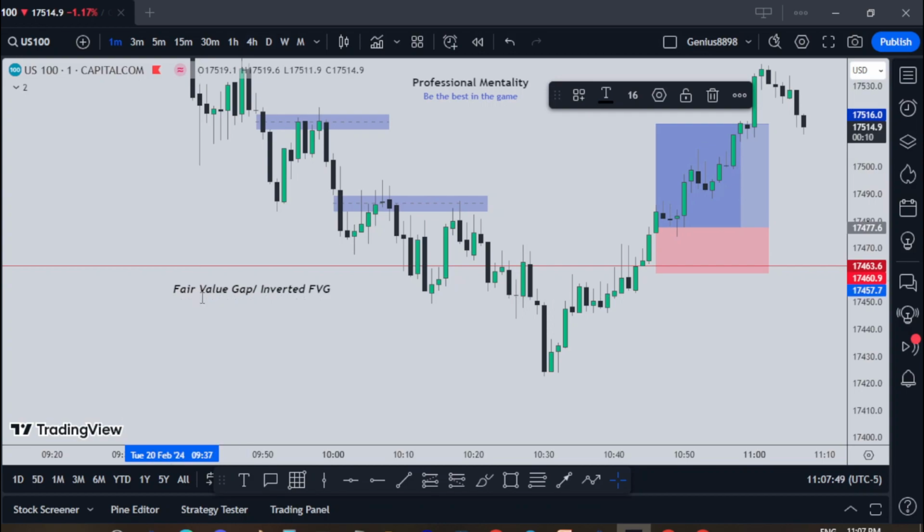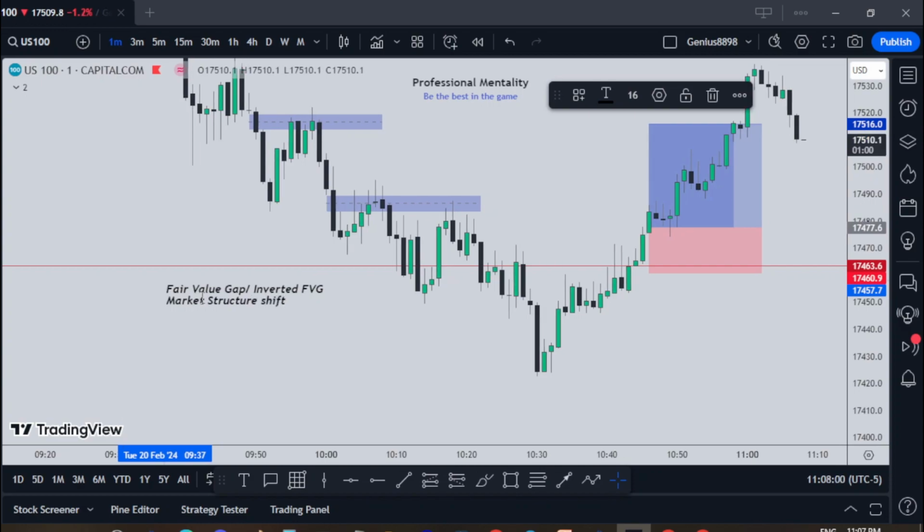Two, we're looking for a market structure shift. Okay, market structure shift. Why is that? Because when we have a fair value gap and price goes above it, creating what? An inverted fair value gap, you cannot just take the trade. You have to wait for a market structure shift as well, right? And after that, you're looking for what? After we have a market structure shift, we have to wait for price to come back above the previous low.